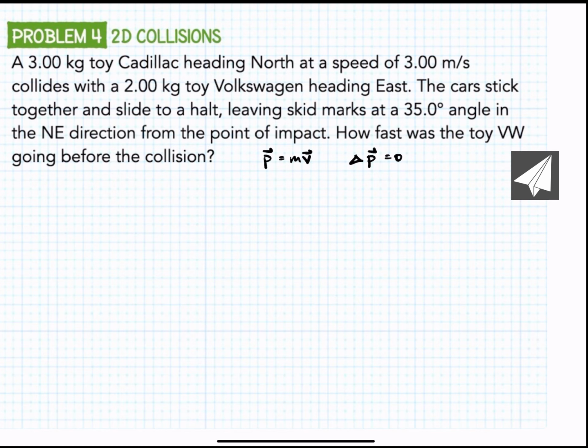Conveniently, if we draw this scenario out, we're using these two cars. One is a toy car heading north, that's a Cadillac at a speed of 3 meters per second, and it collides with a small Volkswagen that's heading east. So if we draw this out, here's our before picture. I'm just going to draw these as rectangles. Here are our cars. We could put some little wheels on them if we want. So this is a terrible drawing of a car. I apologize. But here are our cars.